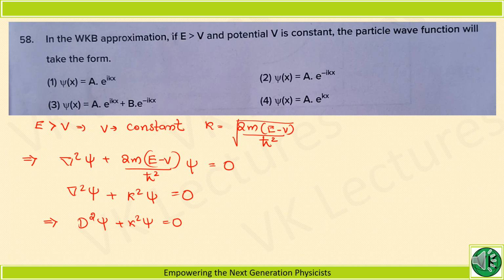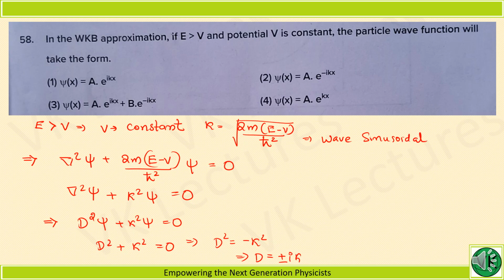From here you can write d square plus k square equal to 0, which means d square equals minus k square, so d equals plus or minus ik. Now this tells you that the wave is sinusoidal, in both positive and negative direction.